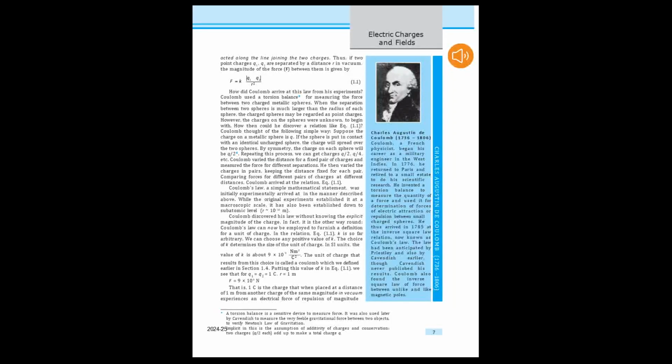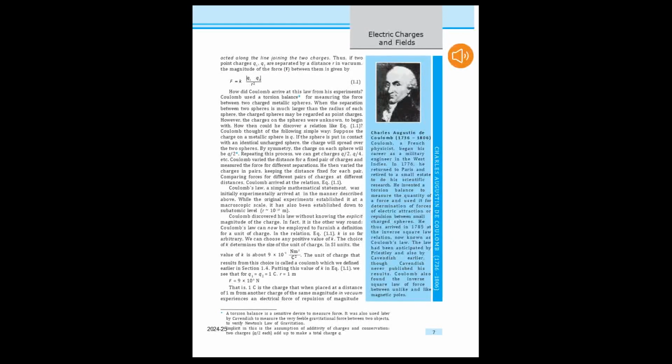How did Coulomb arrive at this law from his experiments? Coulomb used a torsion balance for measuring the force between two charged metallic spheres, and the separation between the two spheres is much larger than the radius of each sphere. The charged spheres may be regarded as point charges. However, the charges on the spheres were unknown to begin with. How then could he discover a relation like this expression?